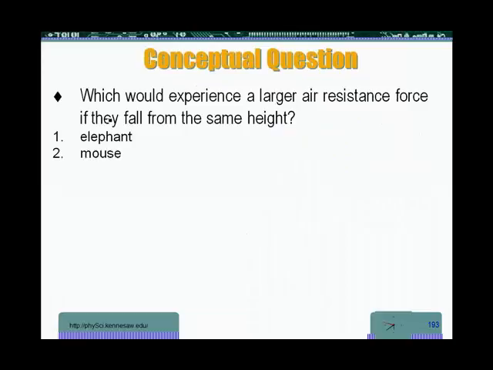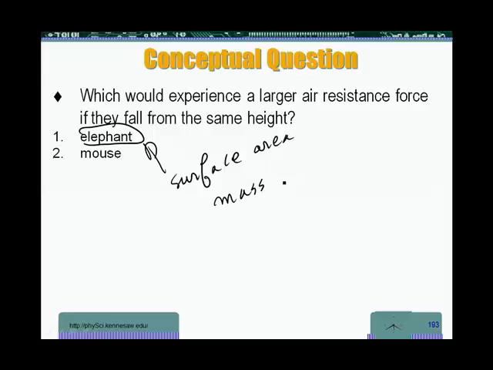Now, a few questions dealing with air resistance. Which would experience a larger air resistance force if they fall from the same height, an elephant or a mouse? Of course it is an elephant. Why is it an elephant? For two reasons. First, it has bigger surface area. Second, it has a bigger mass.